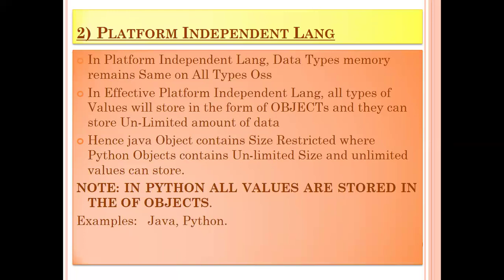If we talk about Java, its objects are size restricted, whereas Python objects have unlimited size and unlimited values can be stored. Why? Because of one factor also: its garbage collection facility. It collects the unused memory space, which improves the performance. So we can store unlimited values and data.